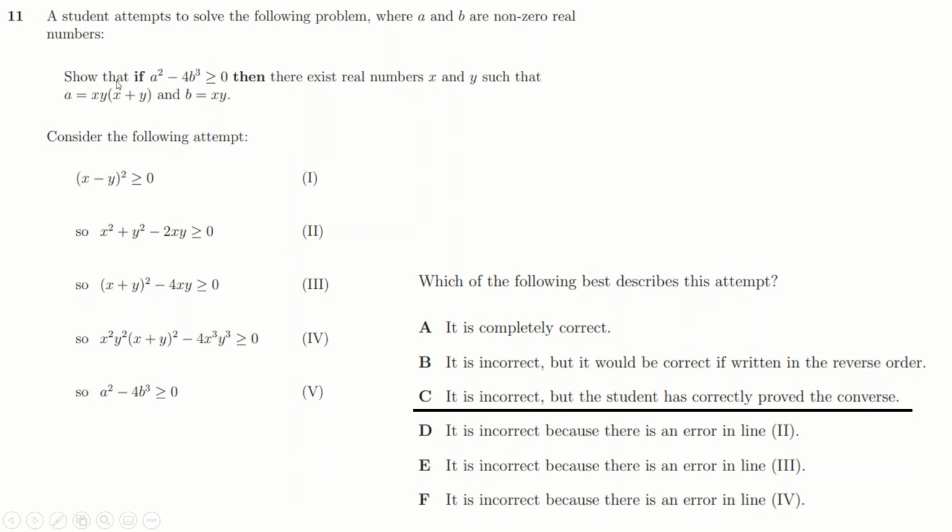If this bit had said, show that if there exist numbers x and y that do this, then this, they've shown that. So they haven't written it out backwards, or just done it the wrong way around. They've pretended the statement is the other way around and proved that, which is this option here.